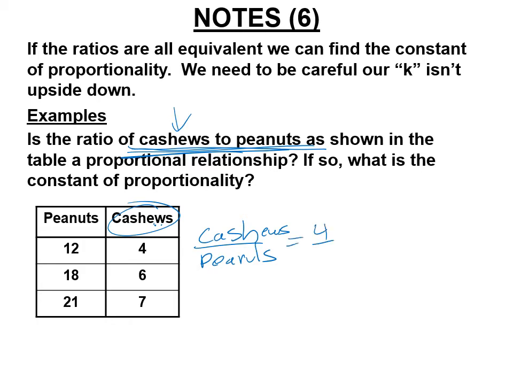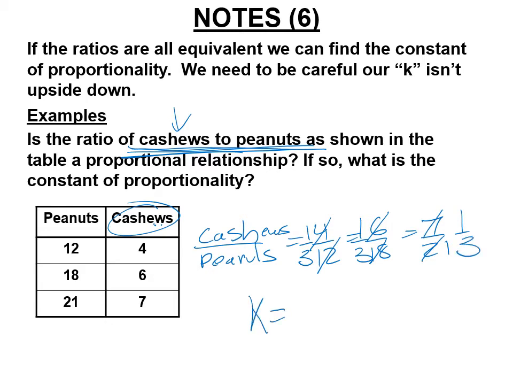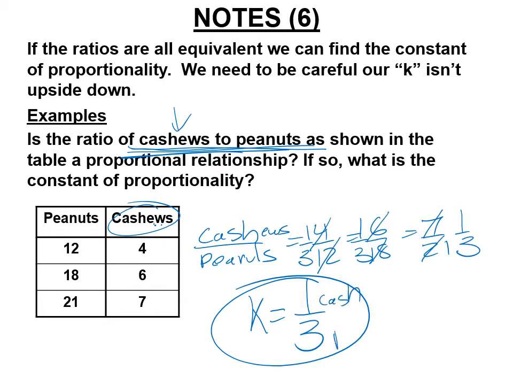All right, so this is 4/12, 6/18, and 7/21. All right, we're going to see if those are all equal. Well, 4/12 divided by 4, 1/3. 6/18 divided by 6, 1/3. 7/21, 1/3. So they're all equal, and K is 1/3. All right, because it's cashews to peanuts. 1 cashew for every 3 peanuts in the ratio.